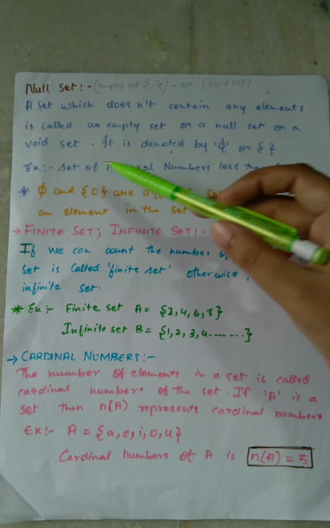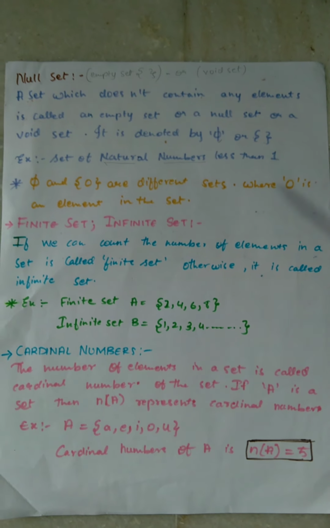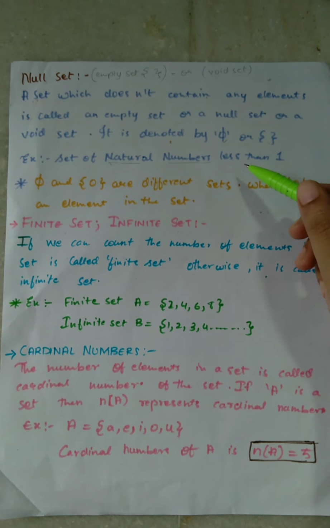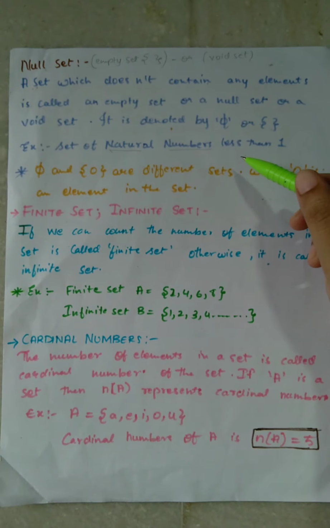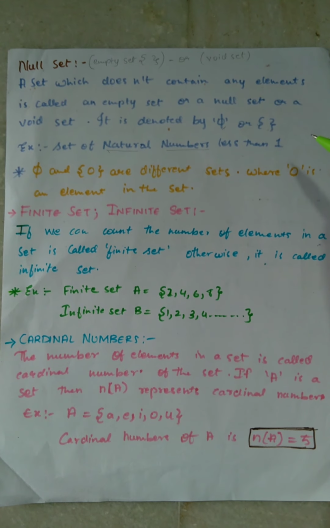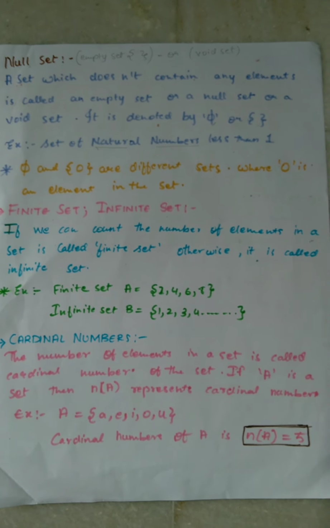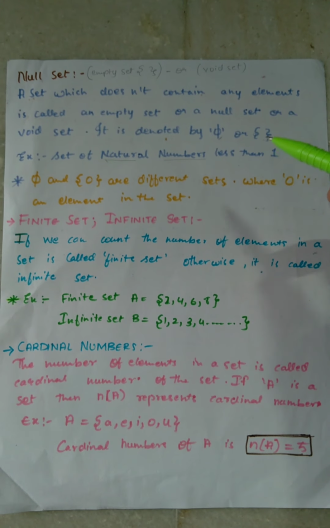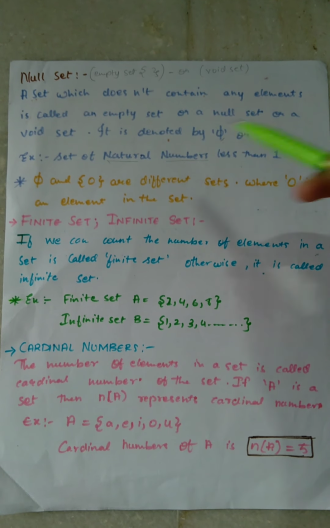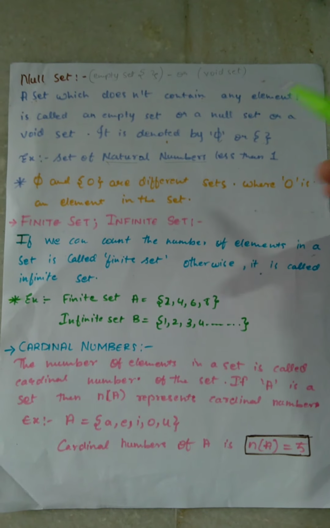Next example I'm giving, the set of natural numbers less than 1. You know where the natural numbers start. Natural numbers start from 1, 2, 3, and so on. So natural numbers do not have elements less than 1, so the set is empty.